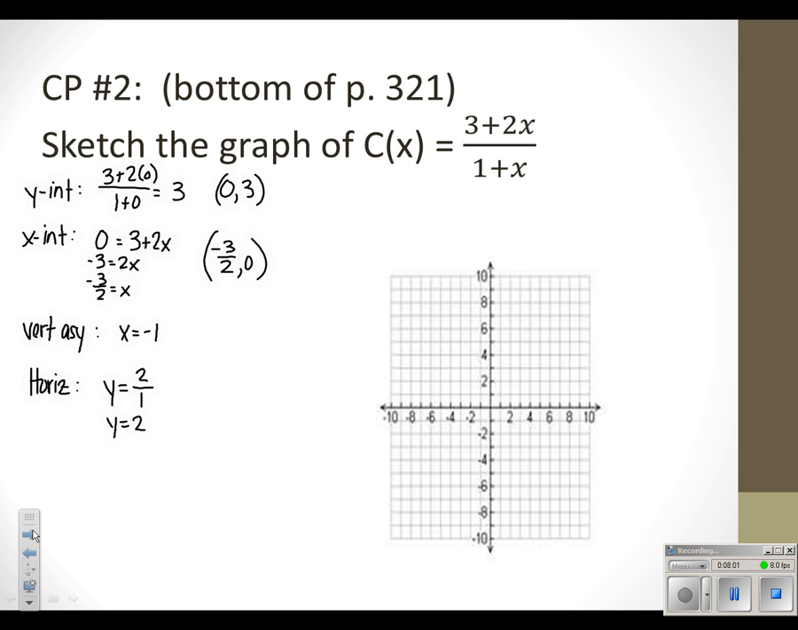So let's go ahead and put these onto our graph. The vertical one is the line x equals -1. The horizontal asymptote is y equals 2. Now we can graph our intercepts, since we already found a couple of points. We have the point 0,3, and we also have the point -3/2, 0.